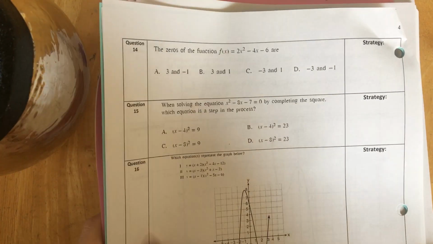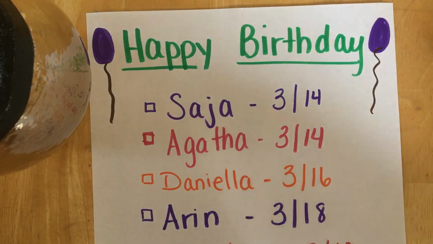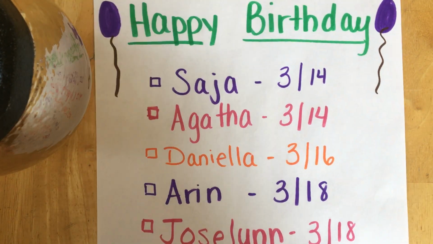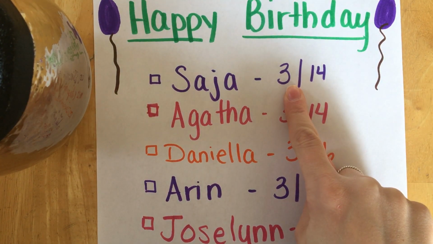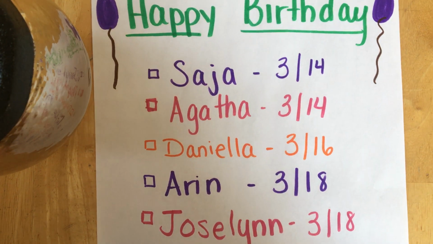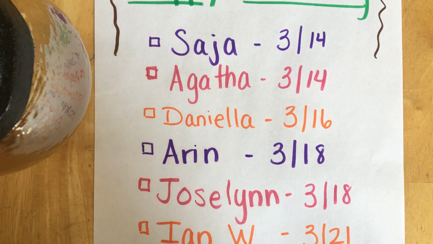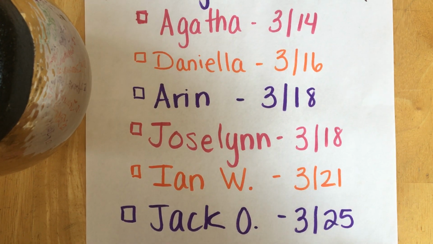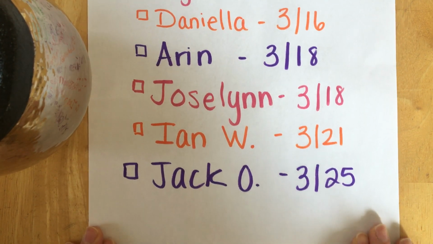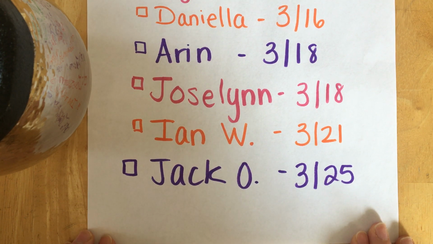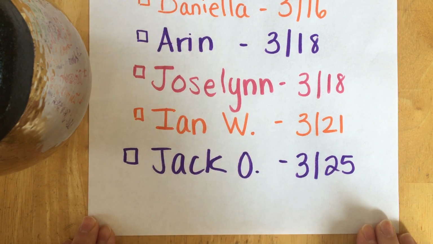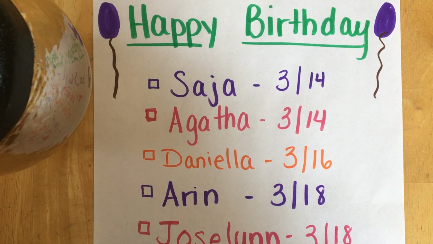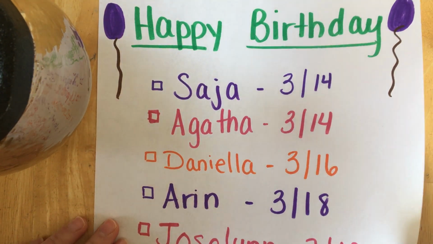well. But before we begin, I want to do some birthday shout outs to some people whose birthdays we've missed since being in quarantine. So happy birthday to Saja, whose birthday was on the 14th. Agatha, whose birthday was on the 14th as well. Daniela, whose birthday is March 16th. Erin, who had a birthday on March 18th. Jocelyn, also March 18th. Ian Whitney, whose birthday was the 21st, and then Jack Owens, whose birthday was yesterday. Happy birthday to all of you. I hope that you guys had a celebration in your own way at home, social distancing from all your friends.